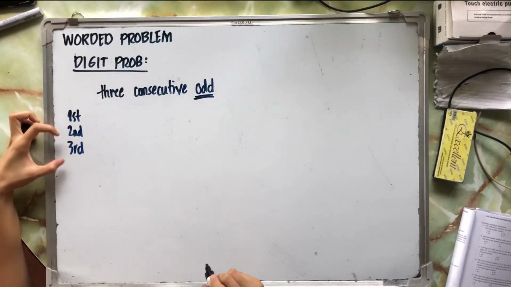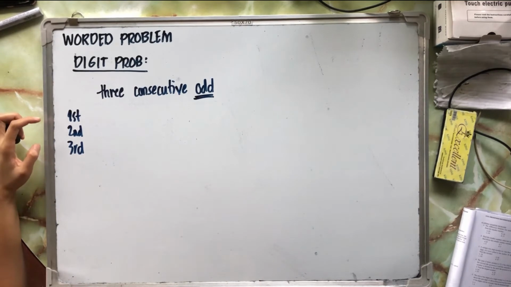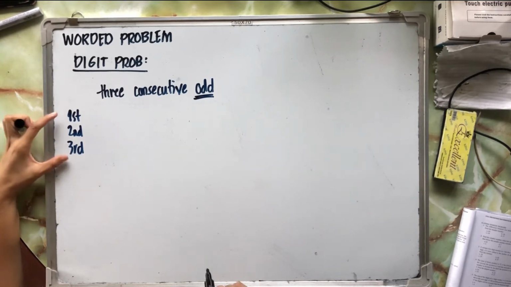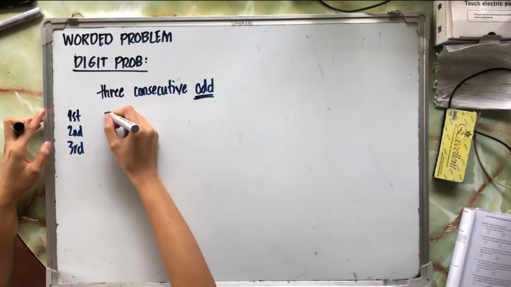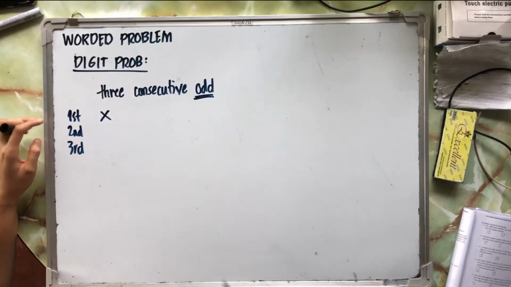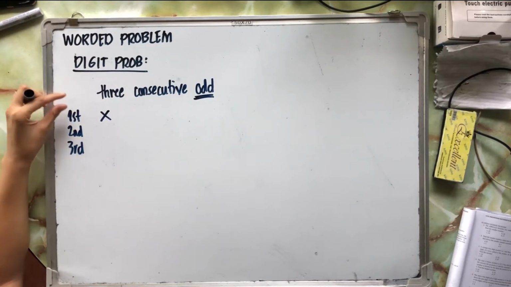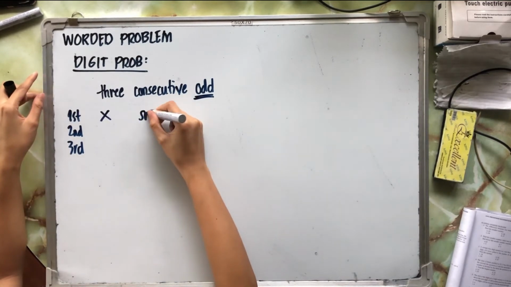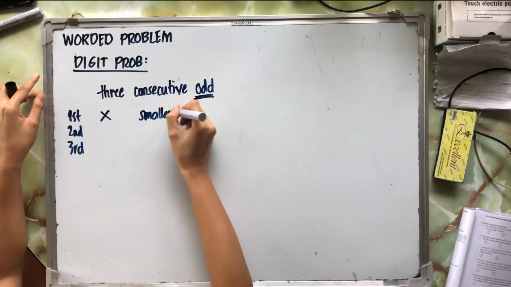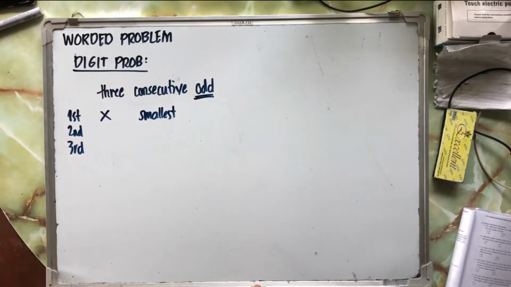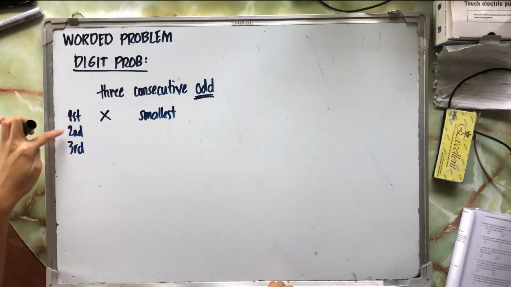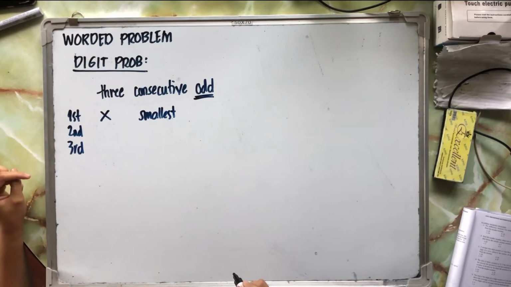Do we know the value of any of these? Yes or no? No, right? Okay. So if no, let's set one of them as x. If x is the first value, let's say it's the smallest among the 3, how are we going to represent the second odd integer here?